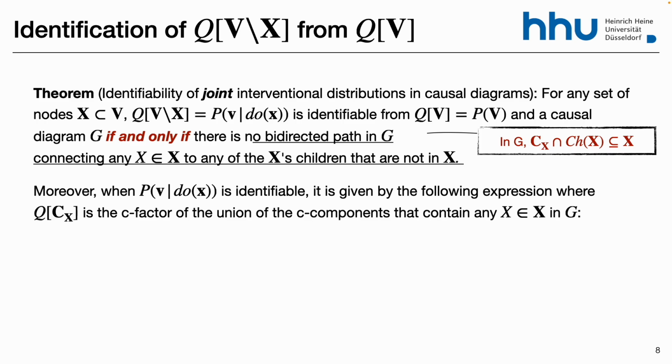Moreover, if the V given to X is identifiable because of this condition, so it's an if and only if condition, it's going to be given by this expression, which was the one that we just saw in the previous slide. So it depends on only Q of CX.